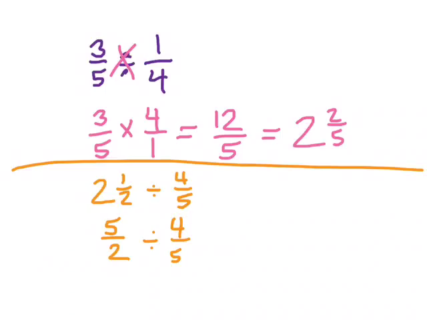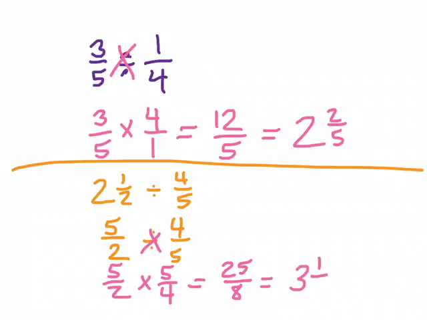Now I'm ready to do my division rule and skip the 5/2, leave it alone, and flip the 4/5 to 5/4. And I'm going to again replace my division with multiplication and multiply straight across, 25/8. Or again, if I want that as a mixed number, 3 1/8. The same thing would be true for any multiplication problems involving mixed numbers. I would have to convert those to improper fractions before I could multiply.